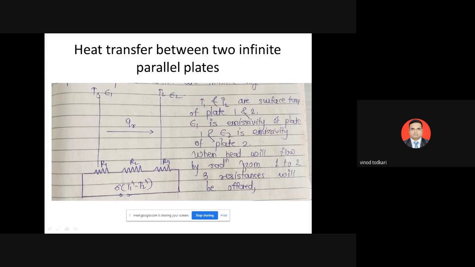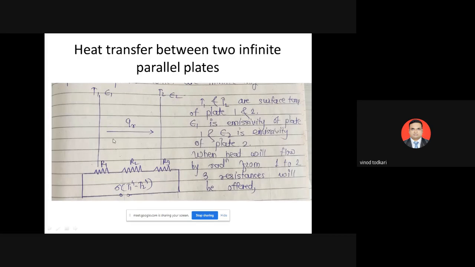T1 is the absolute temperature. As I told you in the first lecture itself, we have to take absolute temperatures in case of radiation, right? T1 is the absolute temperature. Absolute temperature is given in Kelvin. T1 is the absolute temperature of plate 1. Epsilon 1 is the emissivity of plate 1. T2 is the absolute temperature of plate 2. Epsilon 2 is the emissivity of plate 2.